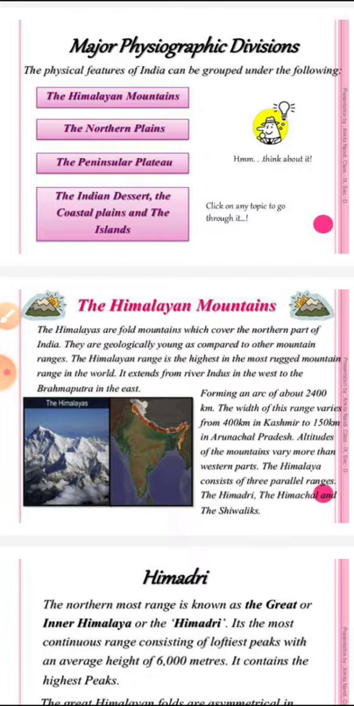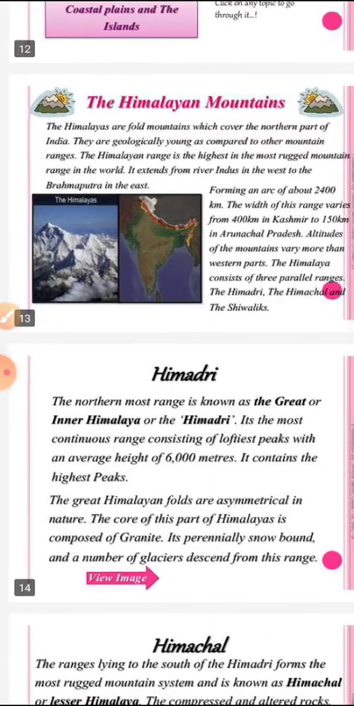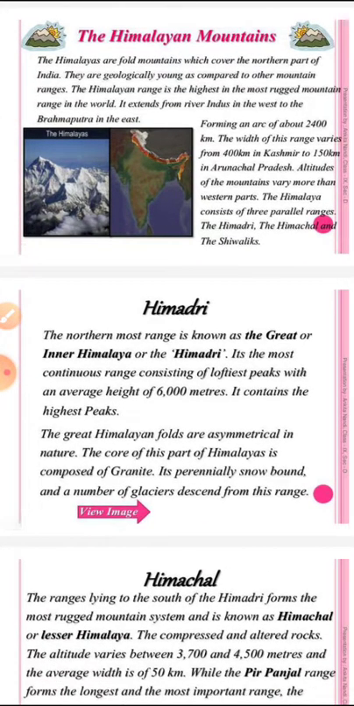And with regard to height, there is variation. In the western half, we get less height, but as we move toward the eastern side, the height increases. There are three parallel ranges in the Himalayas. In the north, Himadri, then Himachal, and the southernmost range is known as Shivalik. These are the three parallel ranges of the Himalayas. First, let us discuss the Himadri range.